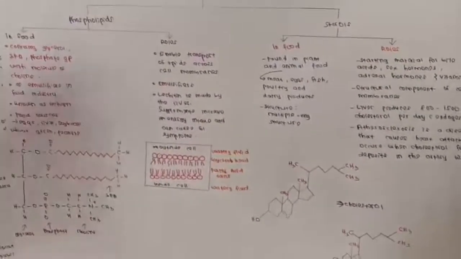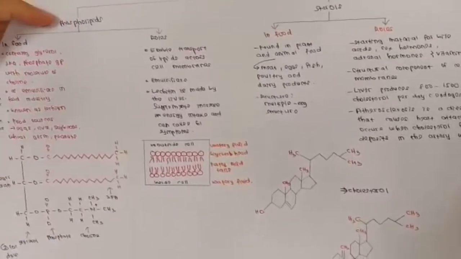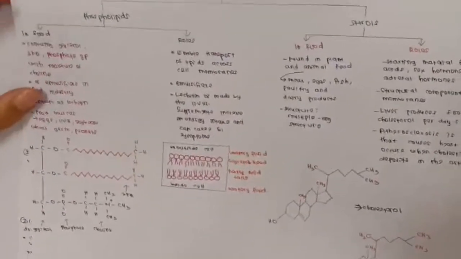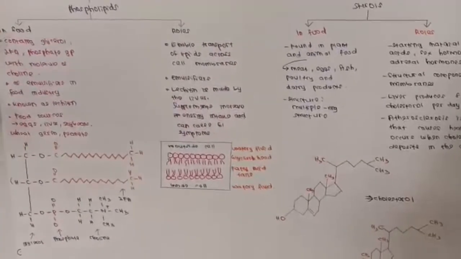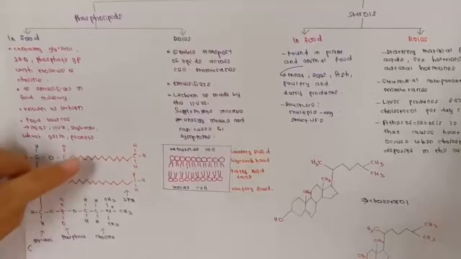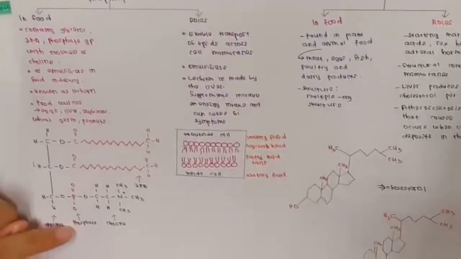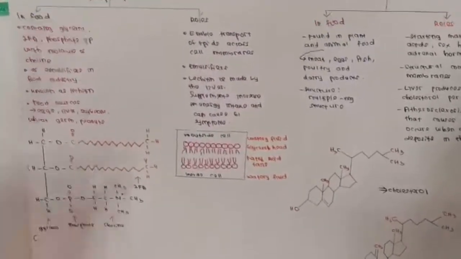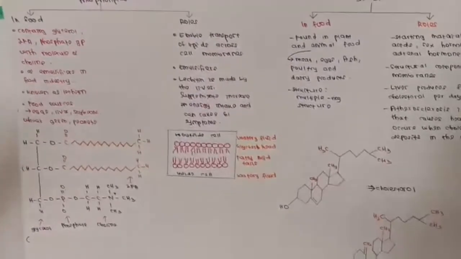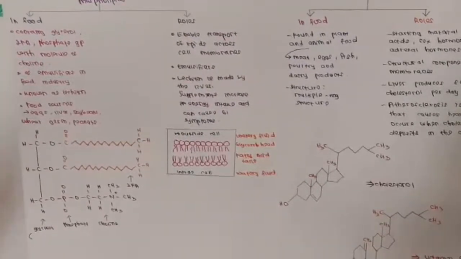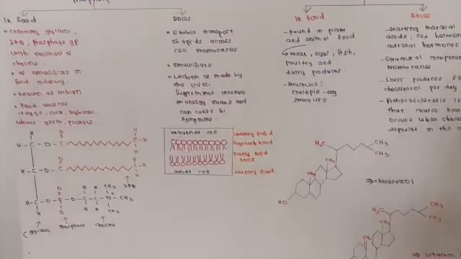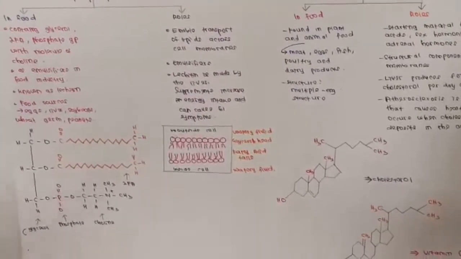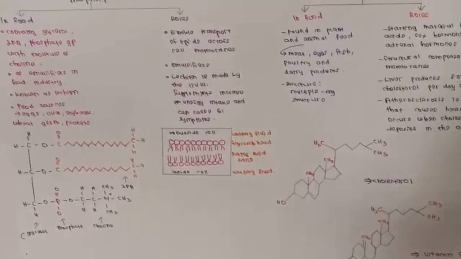Next, lipids divide into 3. Phospholipid is the second, which divides into 2: in food and roles. For food, phospholipid contains glycerol, 2 fatty acids, 1 phosphate and 1 choline group. Phospholipid acts as an emulsifier in the food industry and is known as lecithin. Phospholipid is commonly found in eggs, liver, soybeans, wheat germ and peanuts.